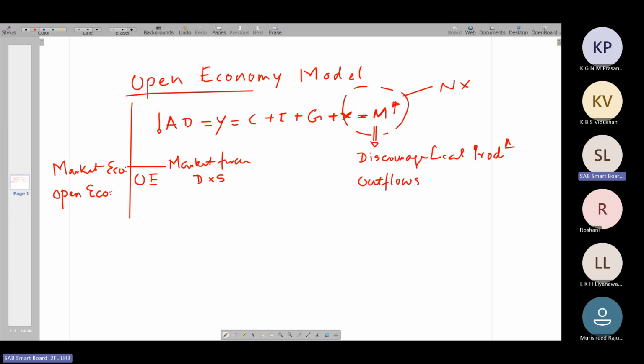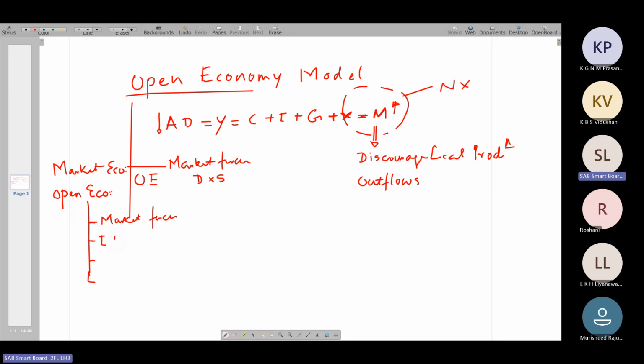And when it comes to the open economy, that is more complicated. Compared with the market economy, open economy is a broader concept. In an open economy, the market is also there. Market forces are also there, free market, free trade, all these things operate. So it is characterized as a market economy.